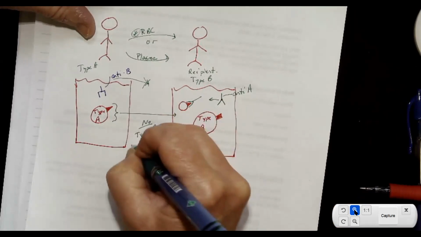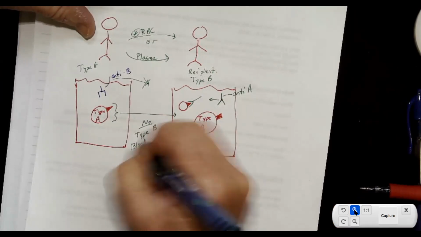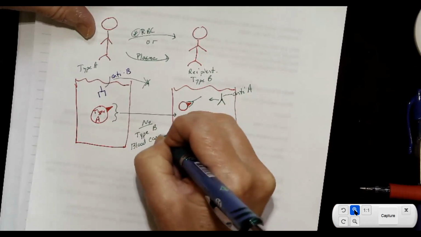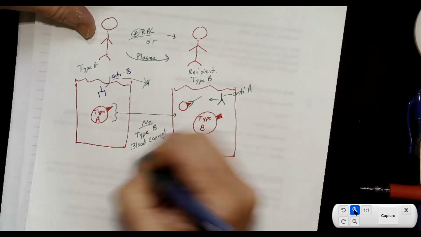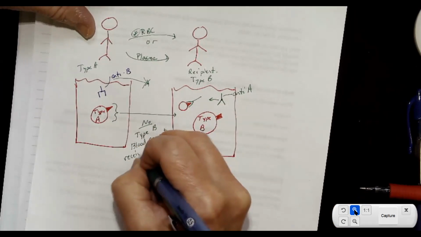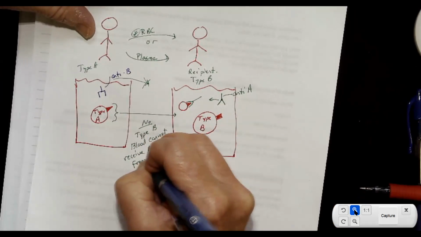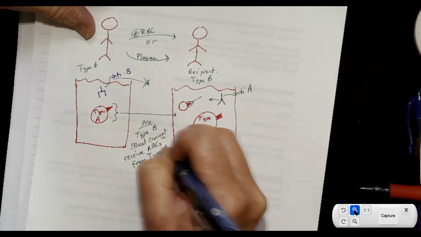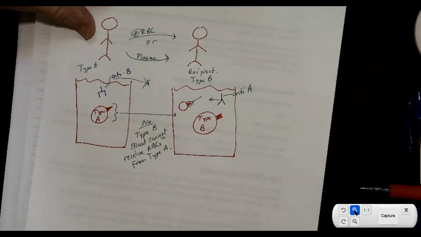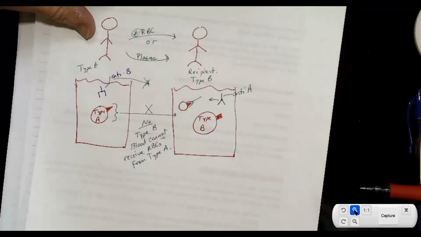Type B blood, or somebody with type B, cannot receive RBCs from type A blood. All right, so this cannot happen.